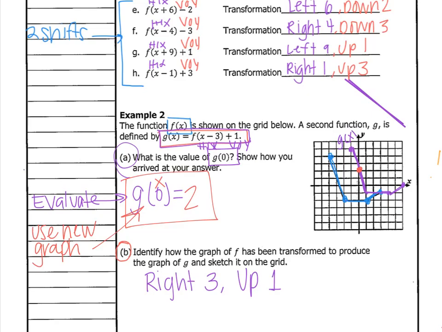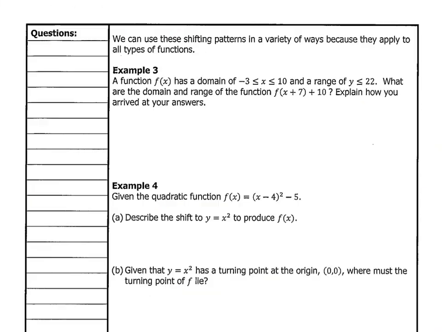We're going to look at some domain and range questions, I believe. Okay, so this next one says a function has a domain of -3 less than or equal to x less than or equal to 10. Domain, remember, means x values. And a range of y is less than or equal to 22. Range is y's. So it says what are the domain and the range of the function f of x plus 7, close parentheses, plus 10. So first thing I want you to do is look at this function and tell me what's happening. Left, right, up, down. I'll give you a minute to do that independently. Write it on your paper, please.